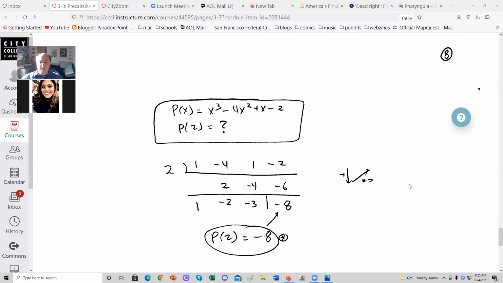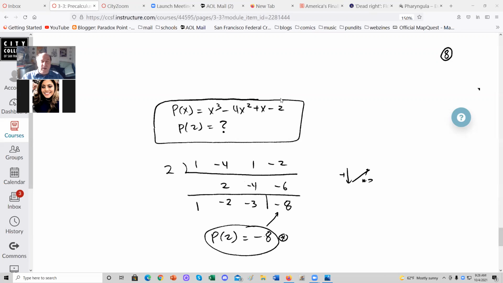Now here we'll be evaluating the polynomial x cubed minus 4x squared plus x minus 2. What is p at 2? Well, all right. 1x cubed minus 4x squared plus 1x minus 2. Put a 2 out here. Every time we go down, we add, and every time we go up and to the right, we multiply by 2. Bring down the 1, times the 2 is a 2, plus the negative 4 is a negative 2, times the 2 is a negative 4, plus the 1 is a negative 3, times the 2 is a negative 6, plus the negative 2 is a negative 8. So p at 2 equals negative 8.